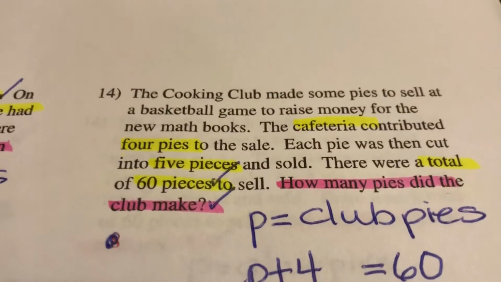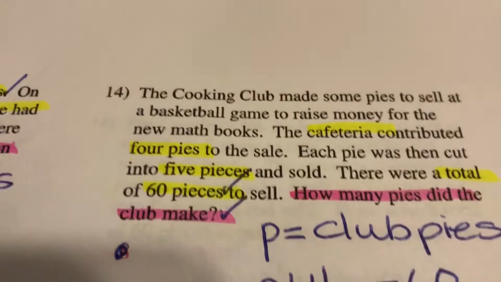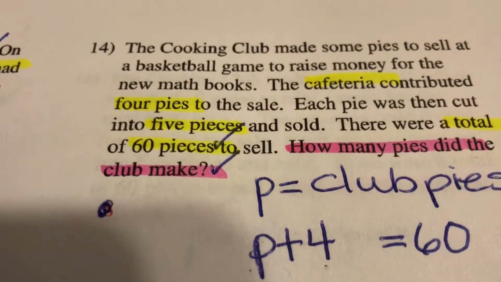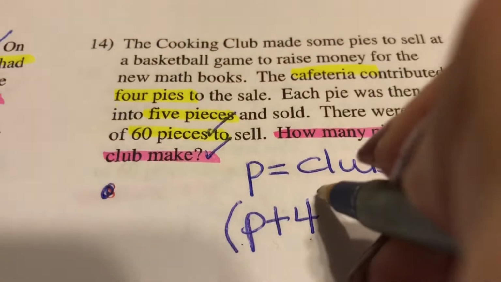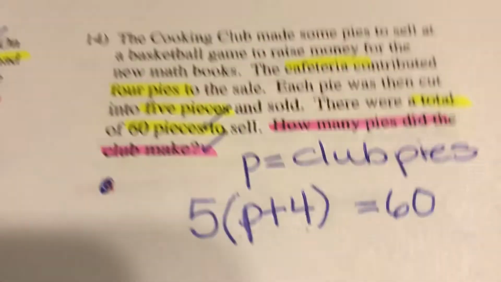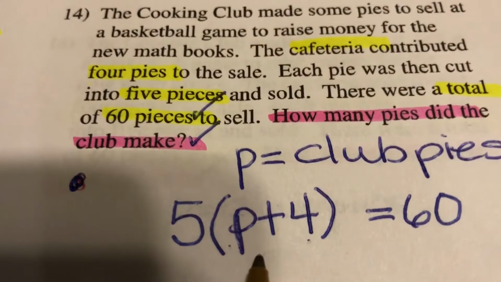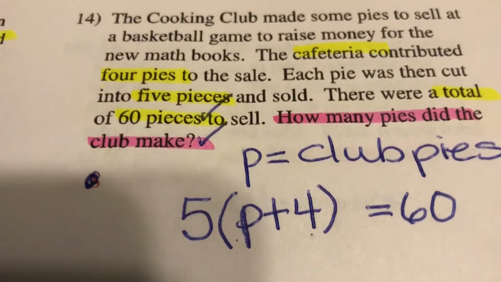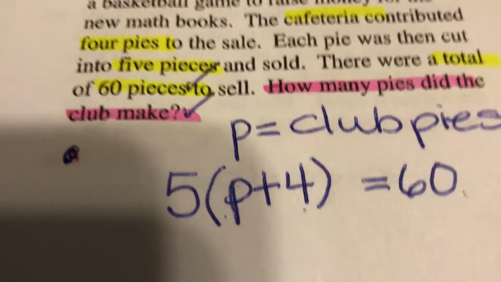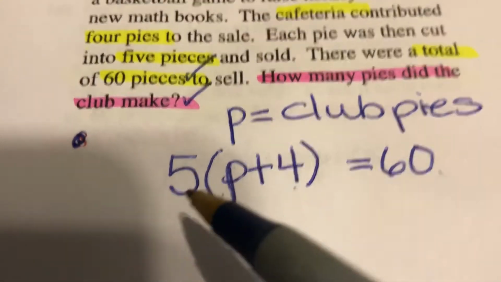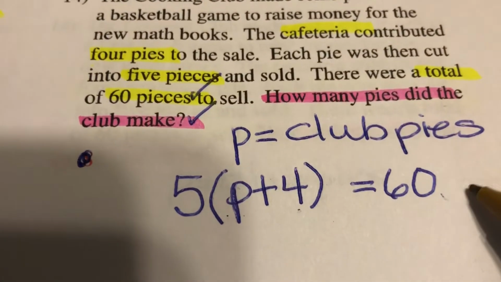Because I have the pies that the club made plus the 4 pies the cafeteria made, but then each of those is cut into 5 pieces. So this is going to be a little bit different than anything we've done. We're going to have to multiply all of these pies by 5. Okay? Because each of these pies right here is cut into 5 equal pieces to make the 60 pieces of pie total that they sold. Now, there's a couple of different ways you could do this. You could do this by doing distributive property and getting 5p plus 20 equals 60.